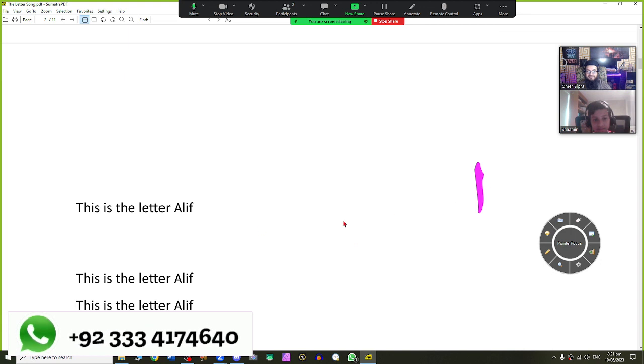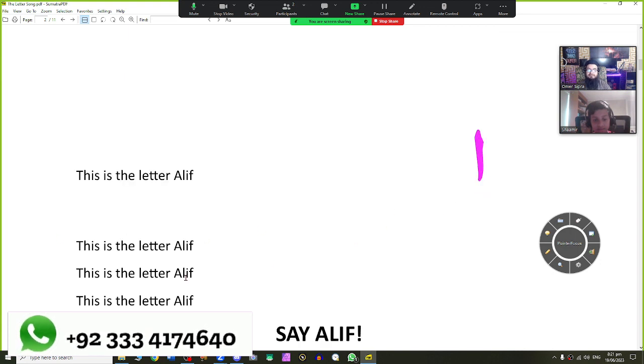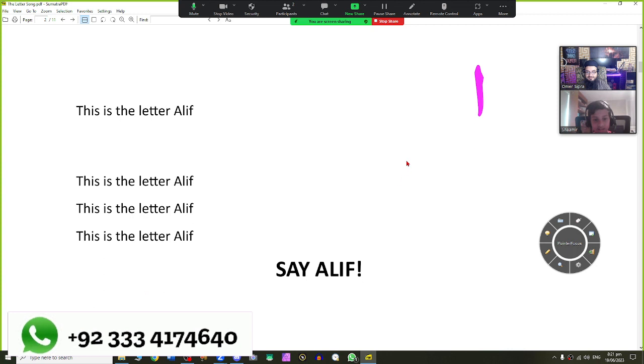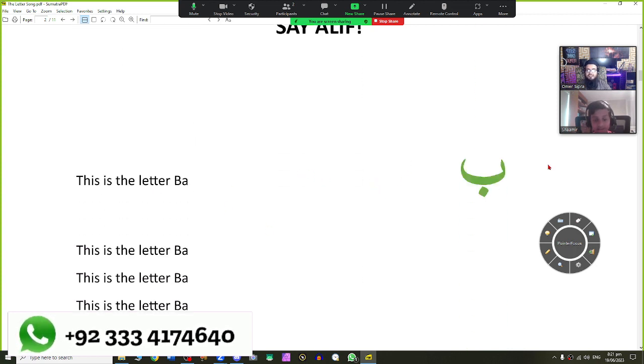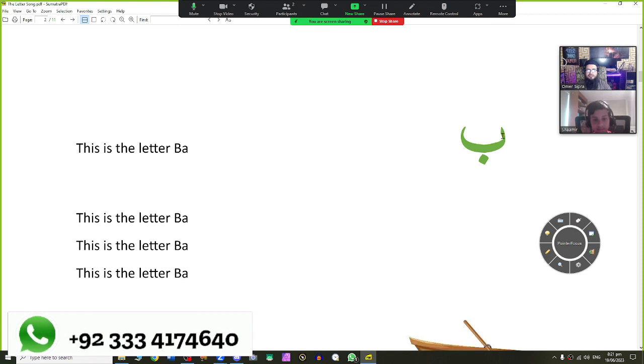This is the letter Aleph. Say Aleph. All right, this is the letter ba.